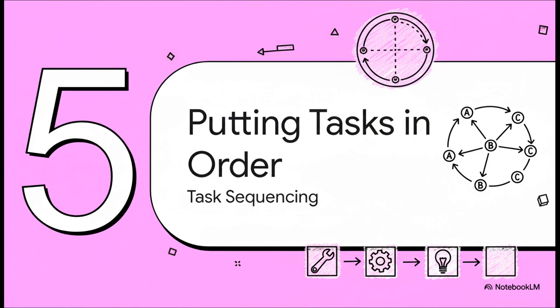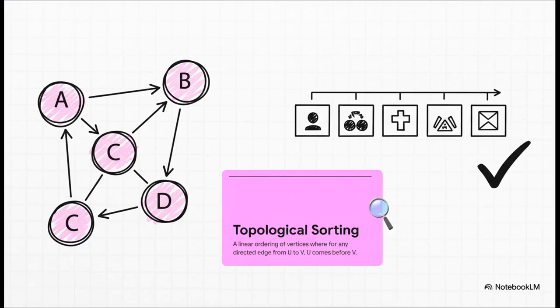Okay, let's look at one final and super practical application, using graphs to figure out the right order to do things. This is a process called a topological sort. It sounds fancy, but all it is, is a way to line up all the vertices in a directed graph into a single straight line. And the one rule is, for every connection that points from vertex U to vertex V, U has to come before V in that line. Put simply, it's about creating the perfect to-do list where you respect all the dependencies.